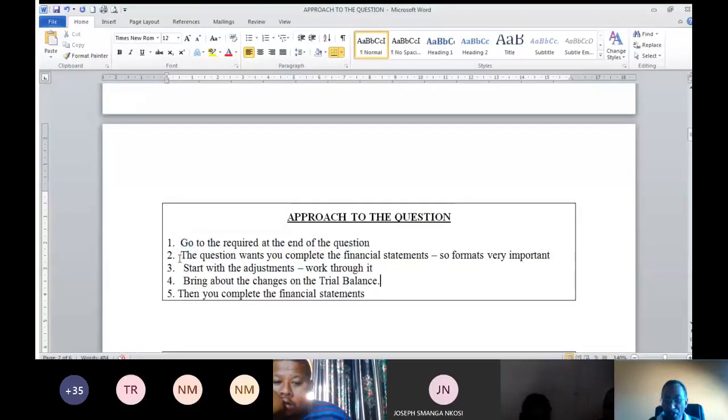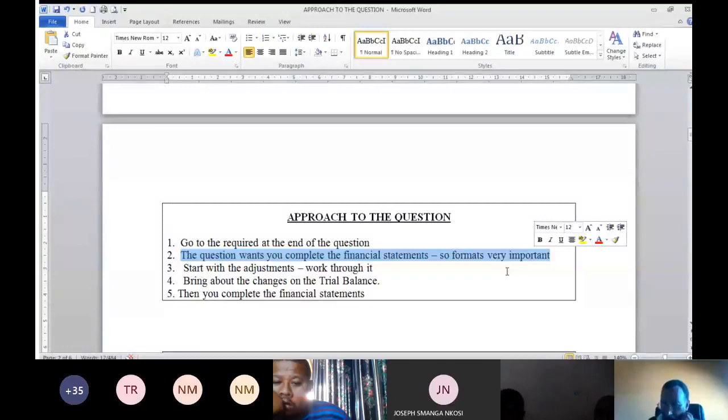So the question wants you to do a statement of profit and loss and other comprehensive income. Therefore, it's a financial statement. And for a financial statement, you know that the format is of the utmost importance. So you must be able to know the format of that statement.